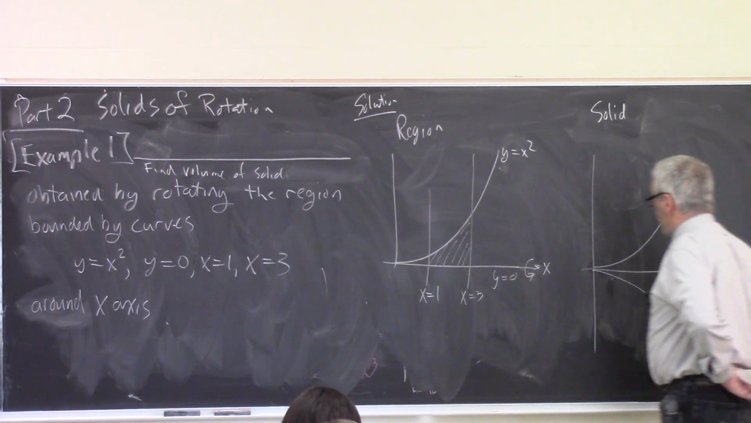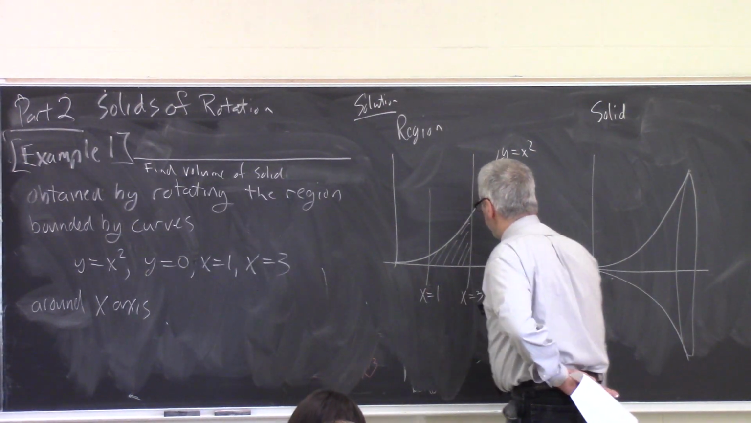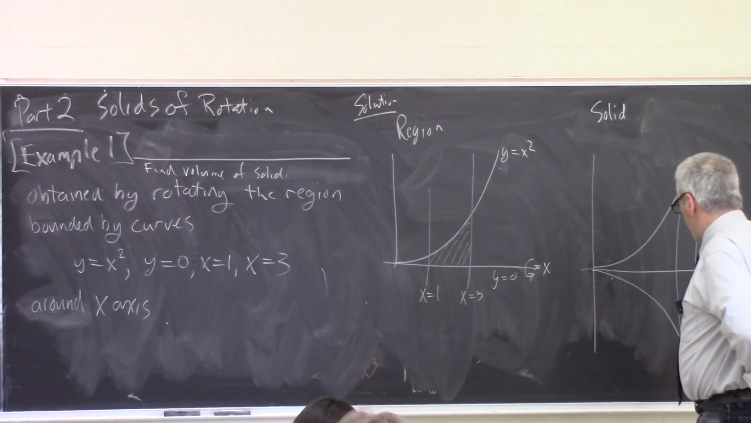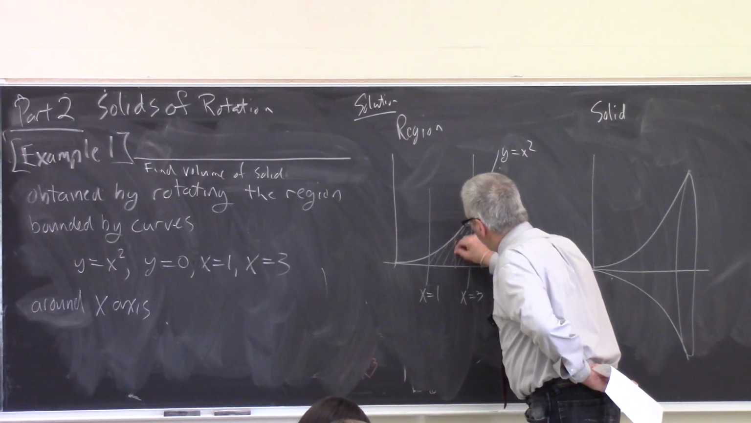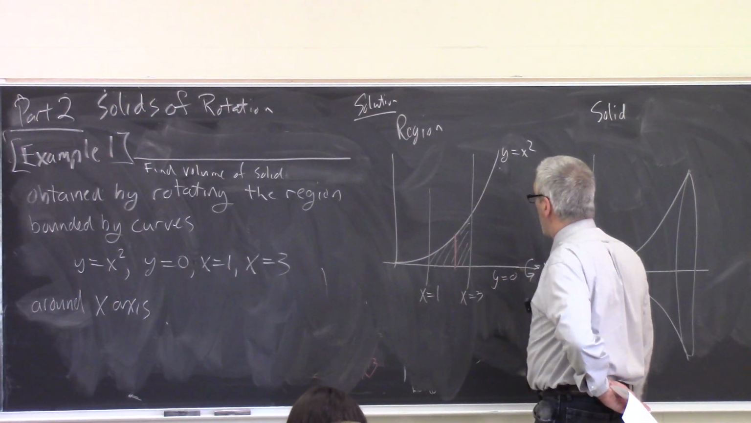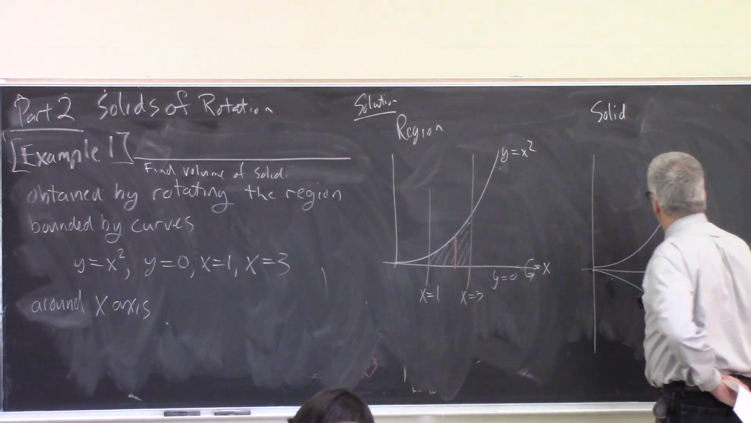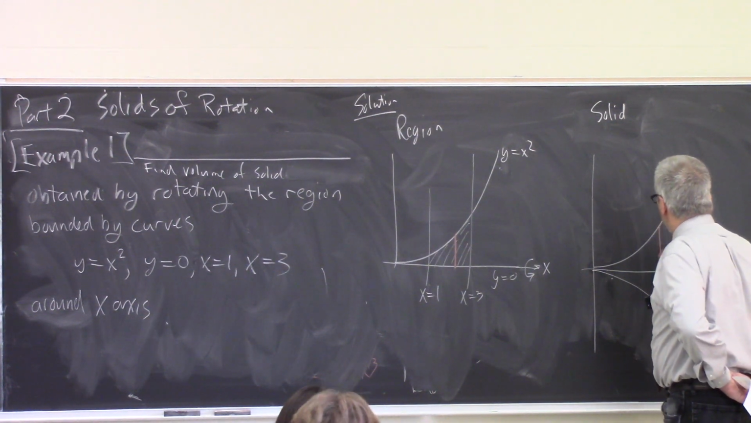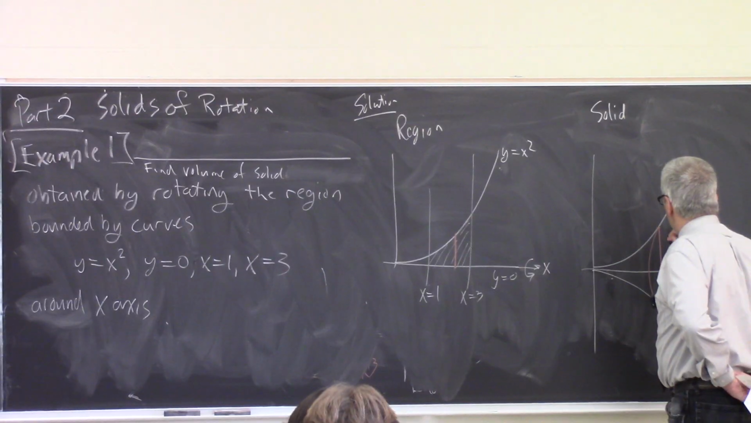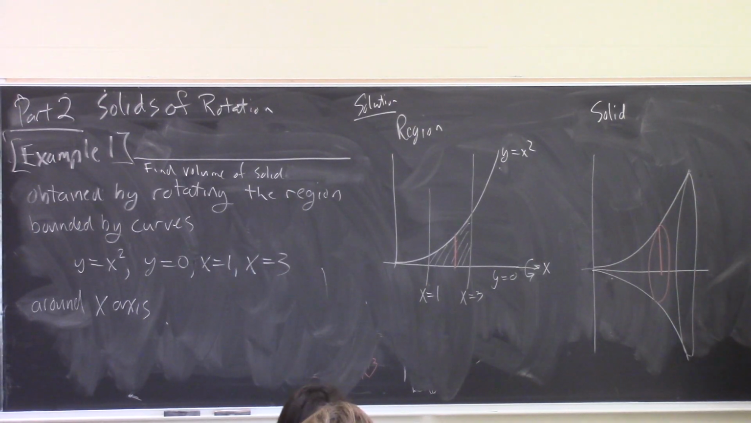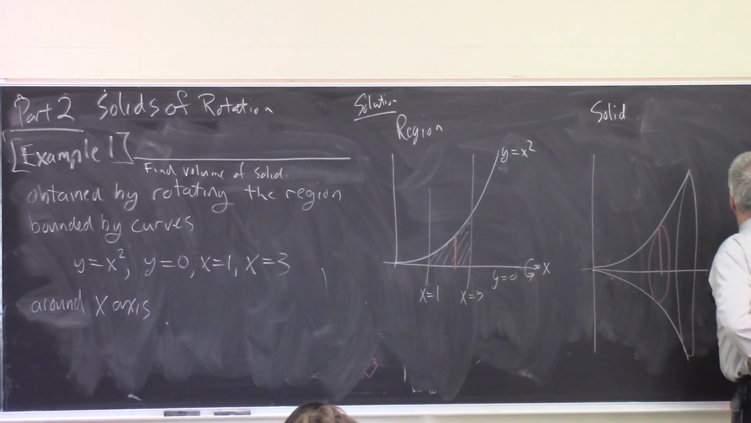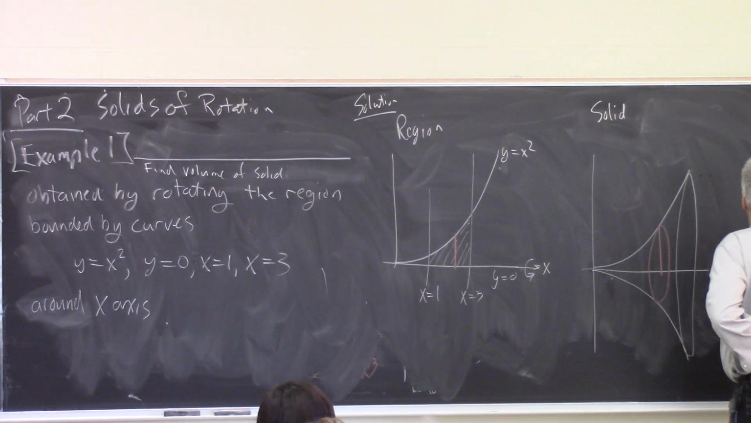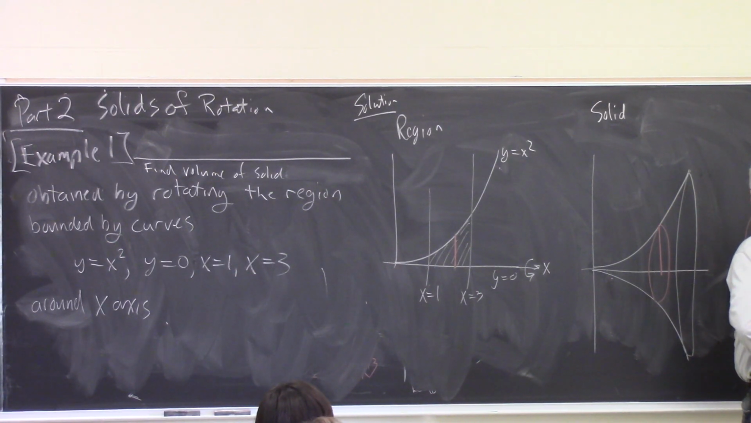And then I want to draw a slice. Now, a slice is going to be obtained by, go back to the drawing of the region, draw a segment that's going to become a radial segment of a slice. So there's that segment, and that's going to spin and give us a slice like that. So region, solid, and then a slice. What's the slice going to look like? Well, it's going to be a disk.